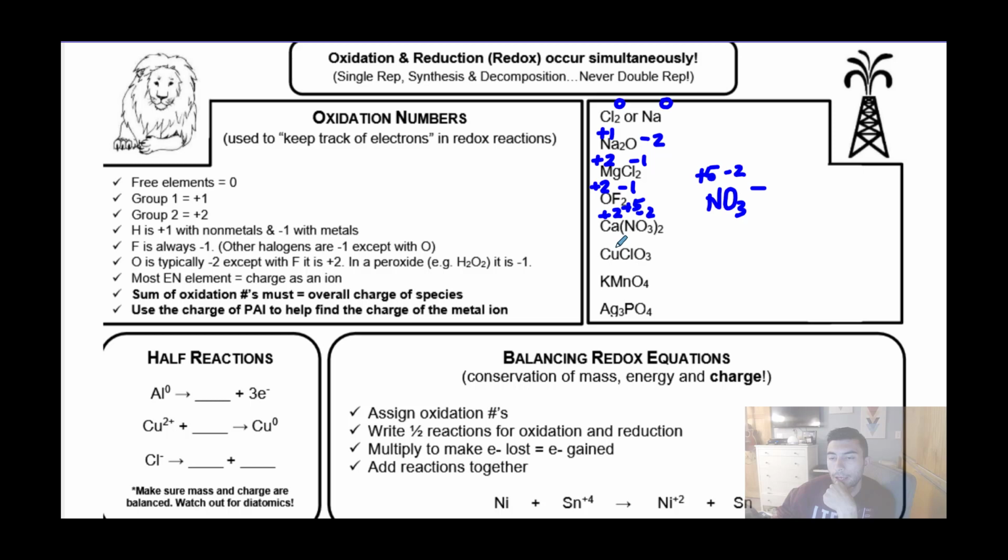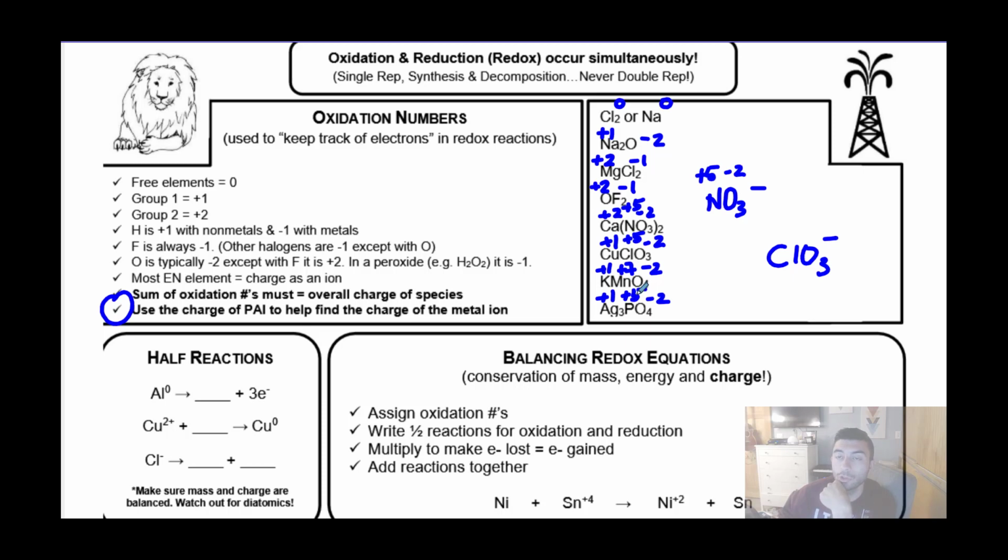In this compound, I have copper, which is a transition metal. I'm going to use this rule to help me here. I know that chlorate's -1, so that means the copper must be +1 here. Oxygen's -2, and that's -6 total. With +1, that would be -5, so the chlorine here must be +5. Potassium is +1, always. Oxygen's -2, that means manganese must be +7. And then silver is +1. We could figure that out because phosphate's -3. Oxygen is -2. That means that phosphorus must be +5.